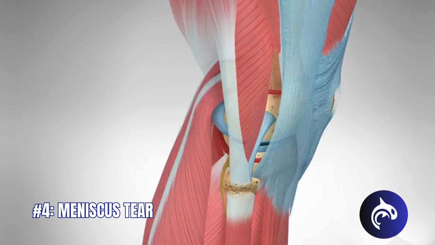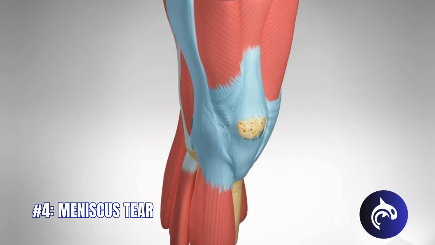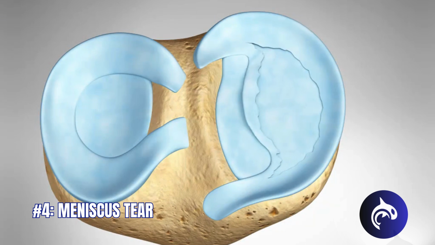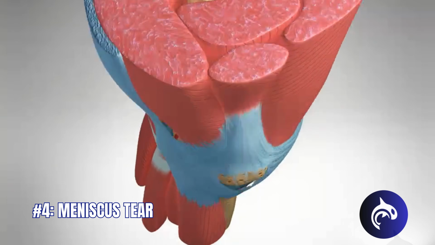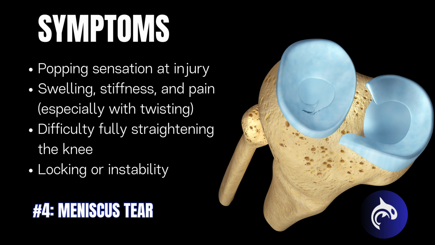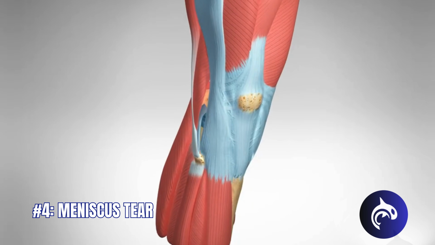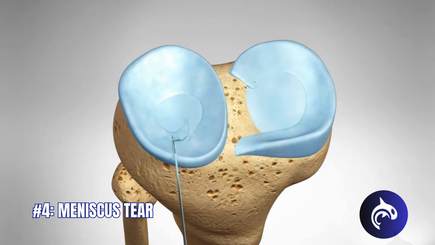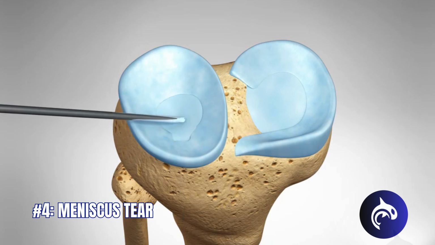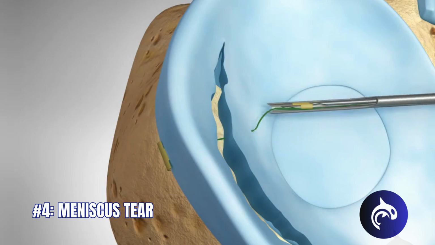at risk of injury. A sudden twist, deep squat, or direct impact, especially in soccer, football, or basketball, can cause a tear. You might feel pain, swelling, or even a locking sensation in your knee. Some small tears can heal on their own with rest, ice, and physical therapy. However, larger or more complex tears may require arthroscopic surgery to trim or repair the damaged cartilage.